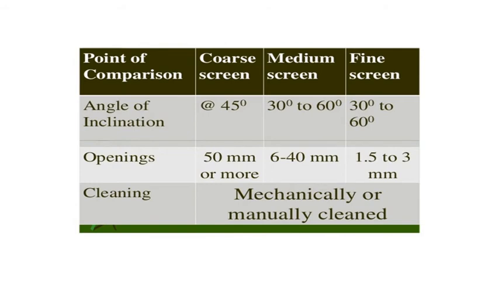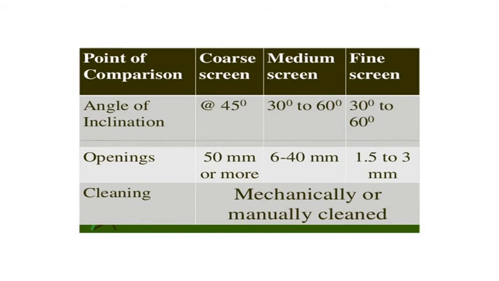Okay, so you can see the angle of inclination used for the different types of screen. For coarse screen, basically it is used at a 45 degree angle of inclination. Medium screen is used at 30 to 60 degrees, and the fine screen also uses 30 to 60 degrees, so that they can provide maximum surface area and maximum removal of the screenings from that screen.